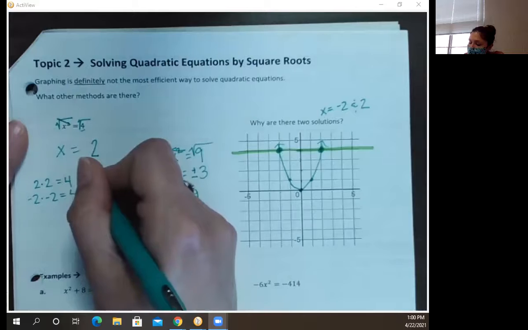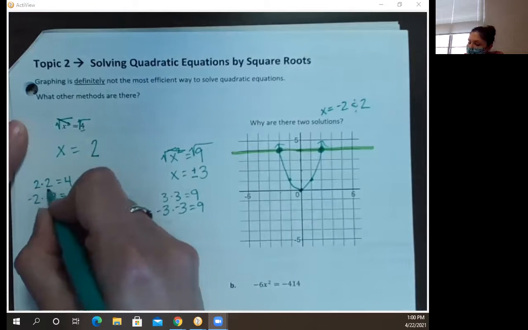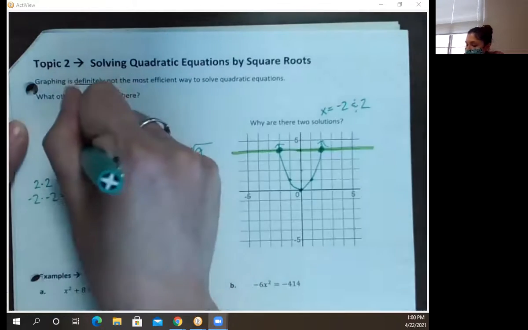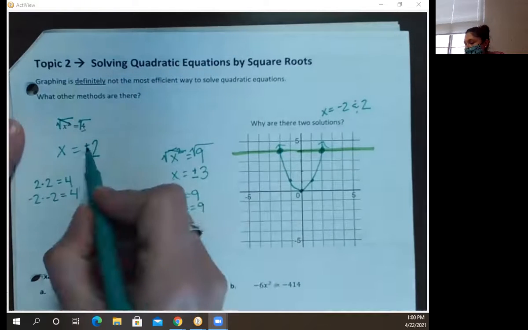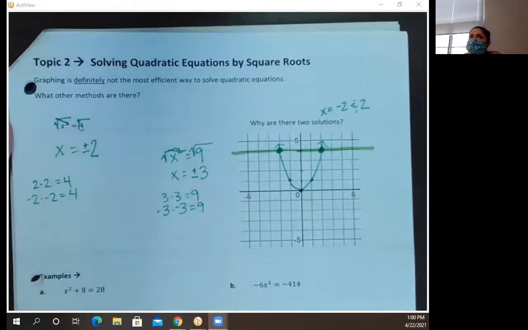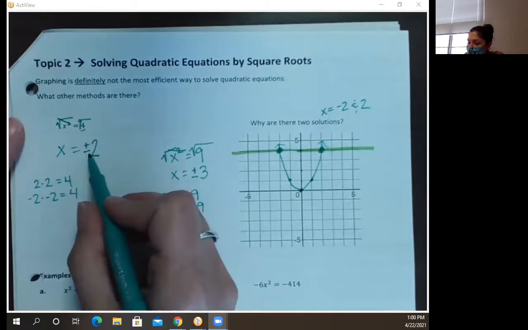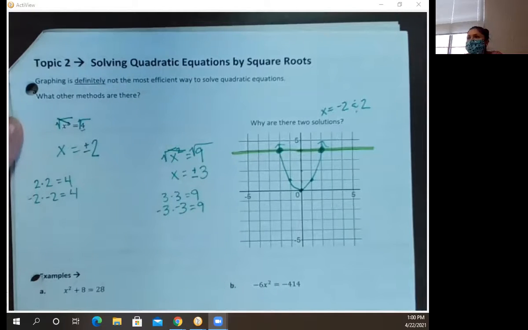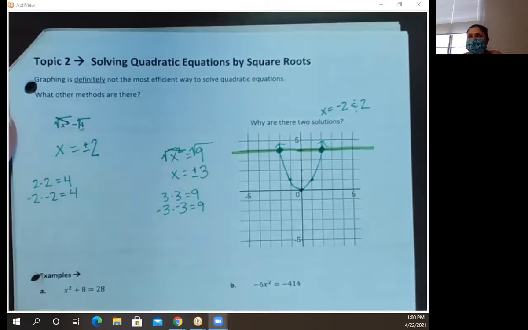So the adjustment I need to make here is I've already recognized that positive 2 times positive 2 would give me 4, but so would negative 2. So we're going to include this little sign as we're working today. This is what we call the plus or minus sign. So there are my two solutions. X could be positive 2 or negative 2. Questions for me so far?